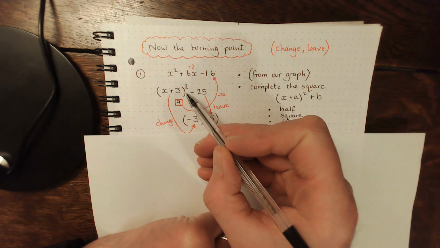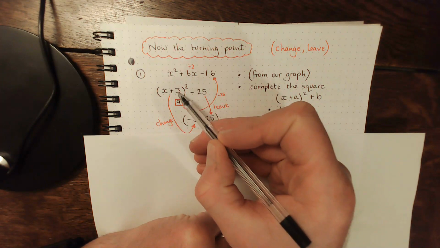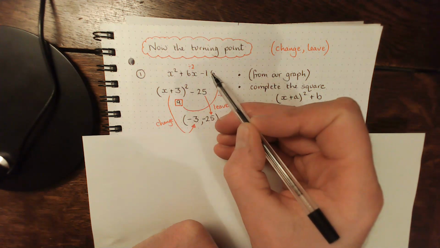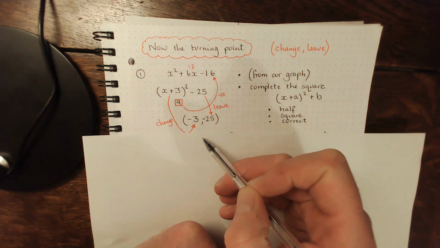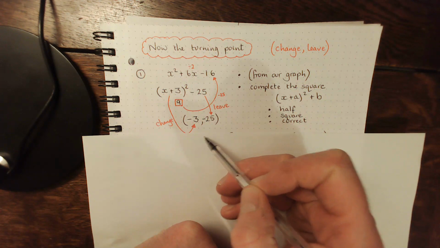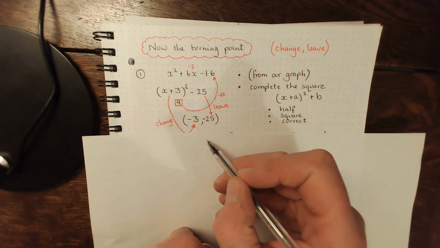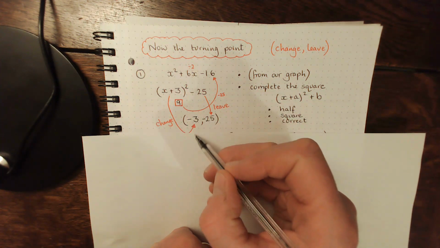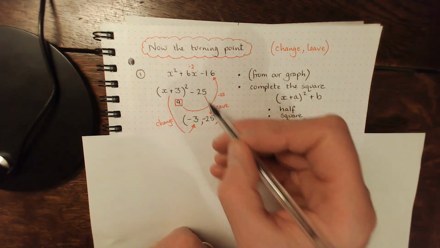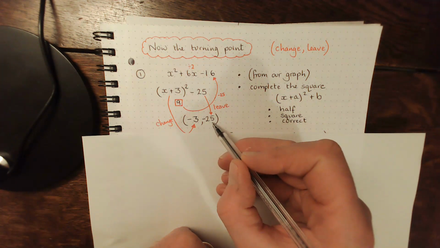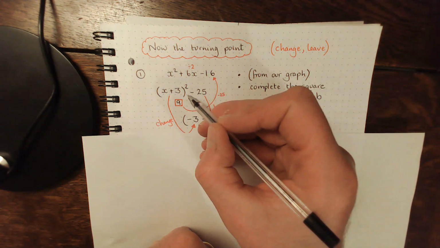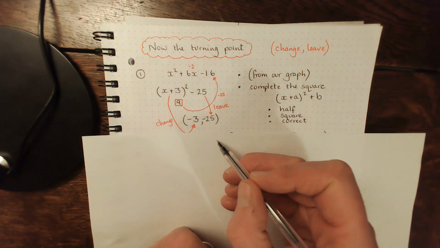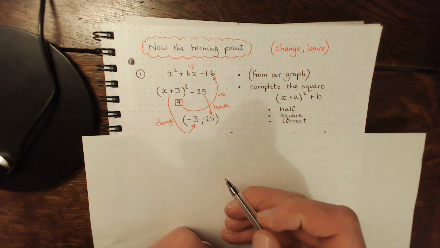If you complete the square, I half it, I square it, and then I see what I need to get back to -16. So I've got -25 on the end of that. And then I refer to this as the change and leave process. I want you to change what's inside the bracket, which gives you -3, and I want you to leave the -25. So if you complete the square and then change what's inside the bracket and leave the end number, that will give you the turning point.